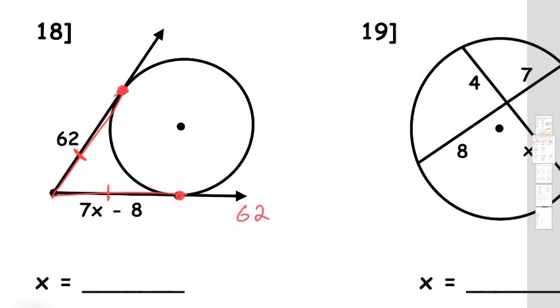So we have 62 is equal to 7x minus 8. And we're going to solve for x. So the first step is we're going to add 8 to both sides, which gives us 70. And then the last step is to divide by 7. And we get x to be 10.